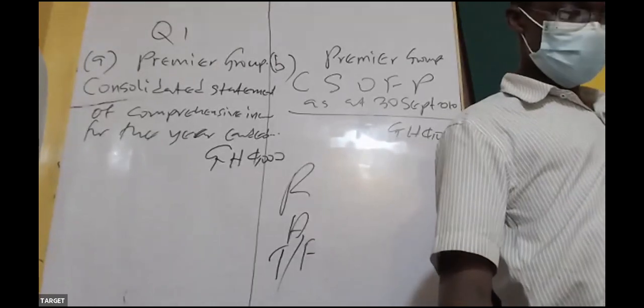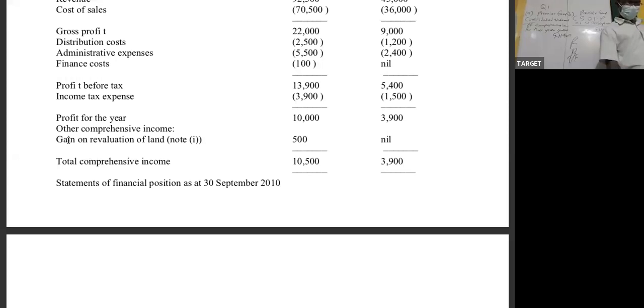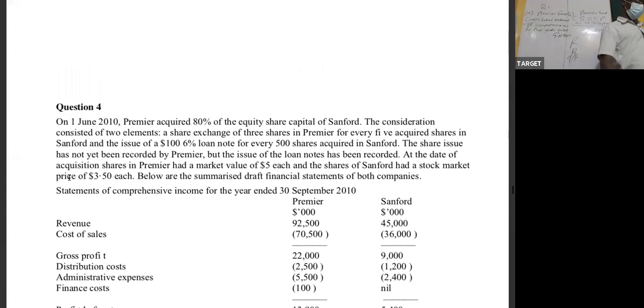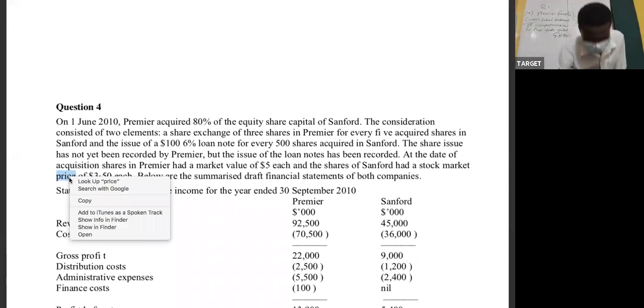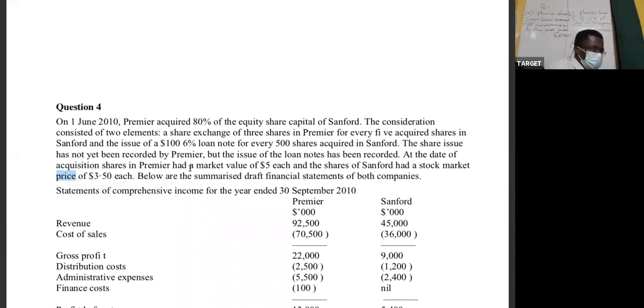In consolidation, usually the footnote starts on top of it. So let's go gradually. This is a very tedious question, as it involves a lot of computation. So kindly be with us. Now let's go.